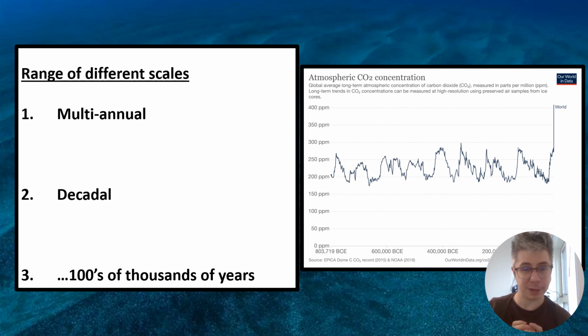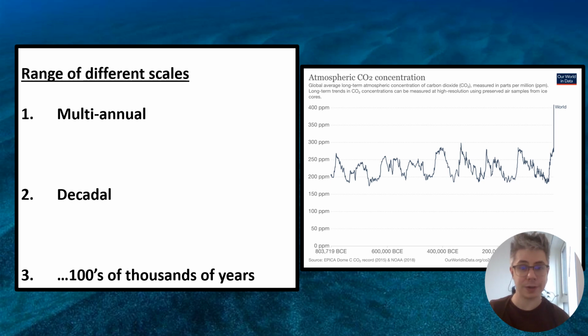So we've been talking about measured levels of CO2 when we're looking at annual changes, multi-annual changes, decadal changes. But what if we want to go back further? Well, we can do this by looking at things like ice core records or ocean mud records, and we can reconstruct CO2 levels over several hundred thousand and even millions and billions of years.